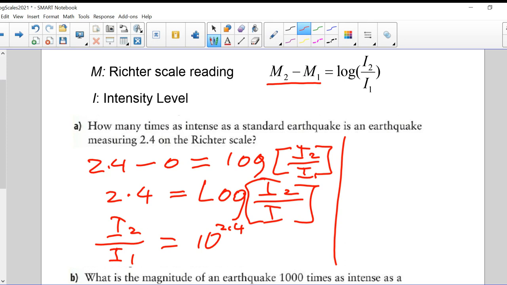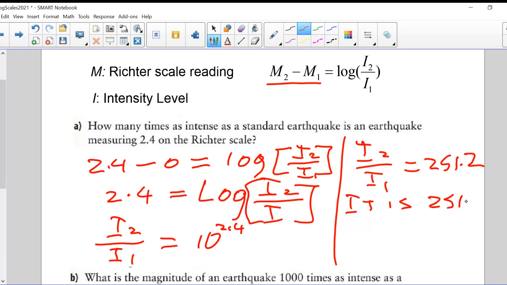Okay, great. So I2 over I1 is equal to 251.2. I'm going to write, it will come up eventually, it is 251.2 times more intense.